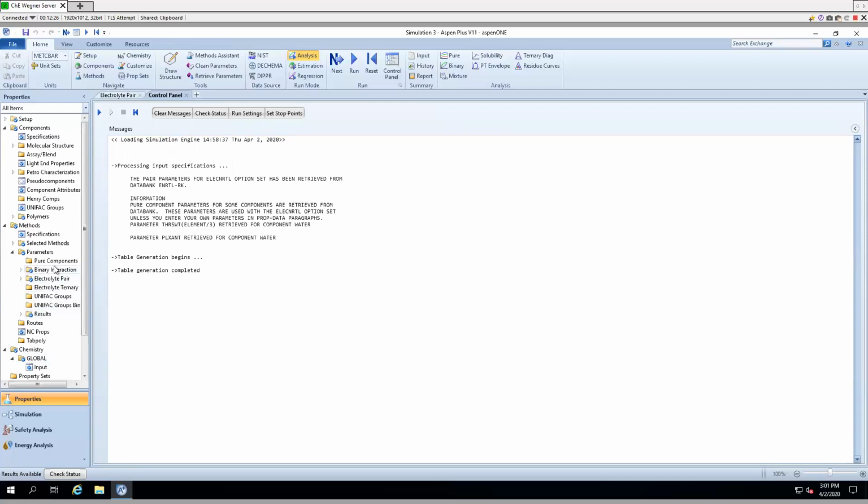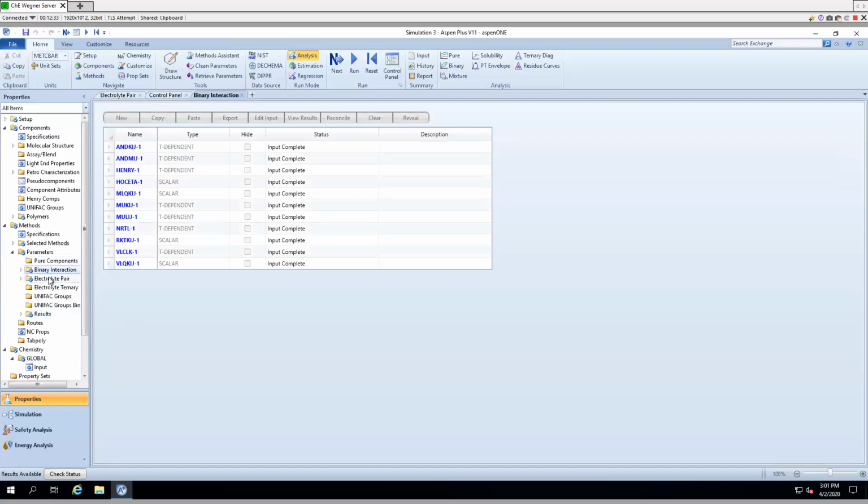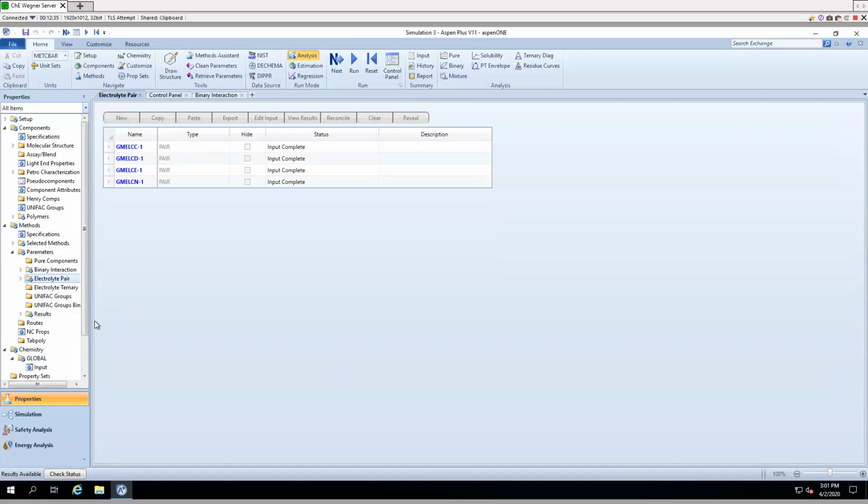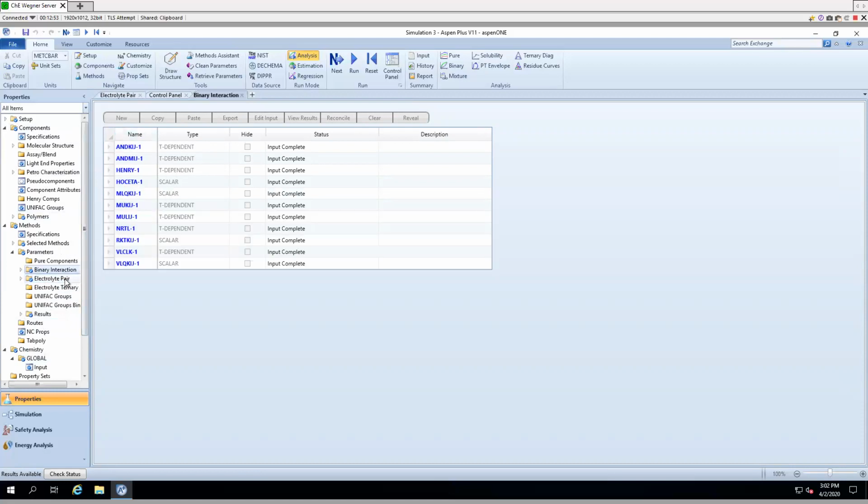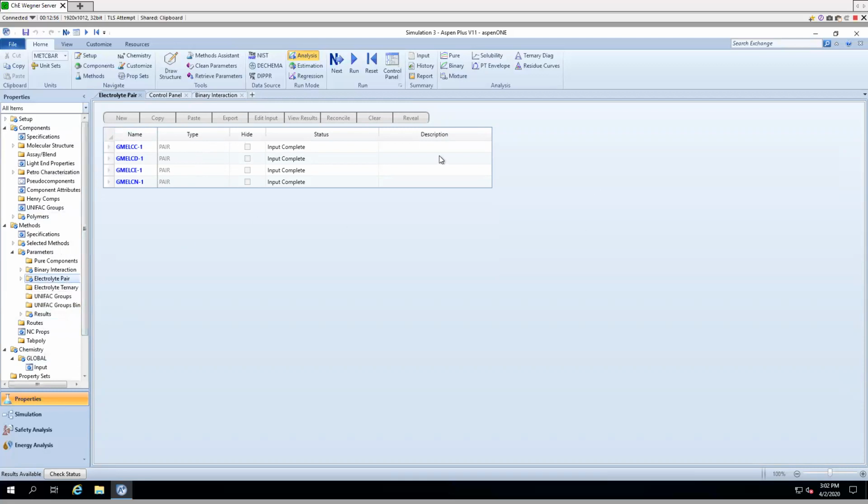So under parameters, all we have to do, you'll see they're going to be red circles here. We just have to click here, then click here. We're doing nothing other than just looking at them. It's a formality Aspen has us do because it needs to load these parameters by opening the folders. The electrolyte wizard actually generated all these for us, but Aspen just wants us to make sure we load them. So that's why we have to click on binary interaction, then electrolyte pair. So we're not inputting anything. We're just checking them basically and loading them.